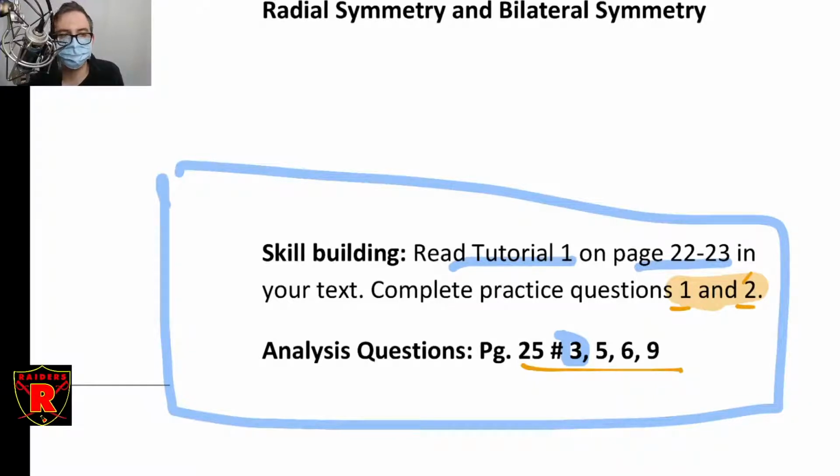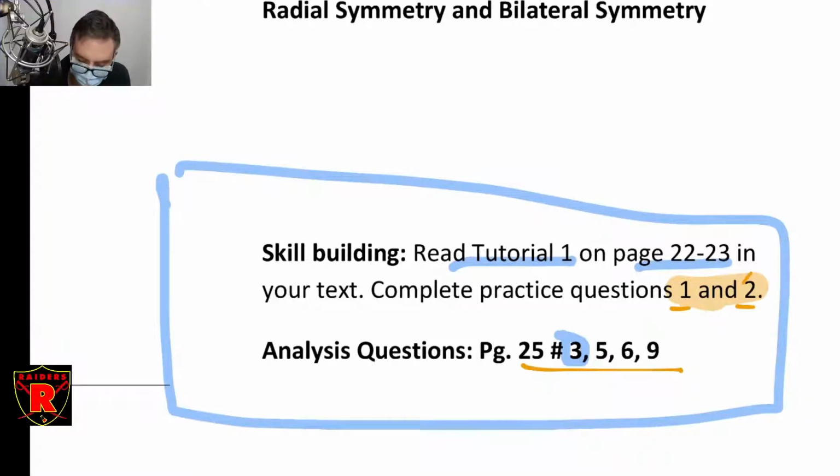Okay, I talked a little bit about cladograms here, but I didn't really talk in detail about how to read one. So it goes through the process of reading one in tutorial 1 on pages 22 and 23. And then practice questions 1 and 2 are questions just about reading cladograms and level of relatedness between species. So you're going to try those questions. It actually works through the questions with you in a solution.